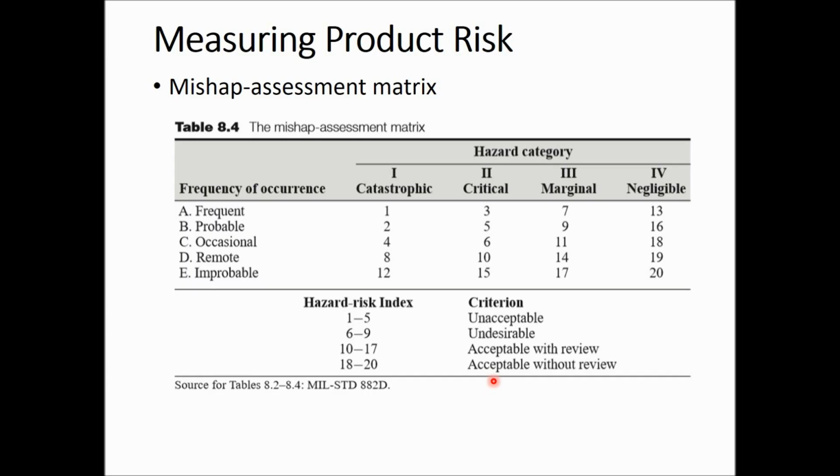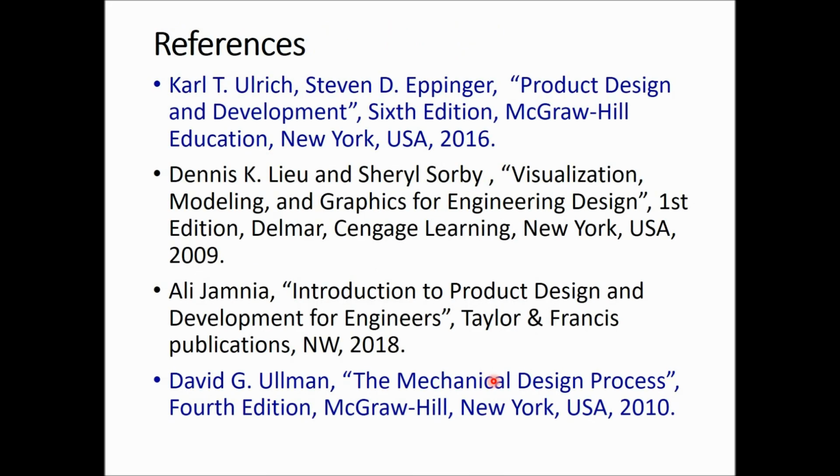But be aware of product safety and try to include certain features in the product to avoid any issues related to the safety of the product usage. And the two references I mainly considered in this lecture are our standard reference, the Carl Ulrich book on product design and development, which we have been referring to right from the beginning, and also some sections from David Ullman, The Mechanical Engineering Design Process.